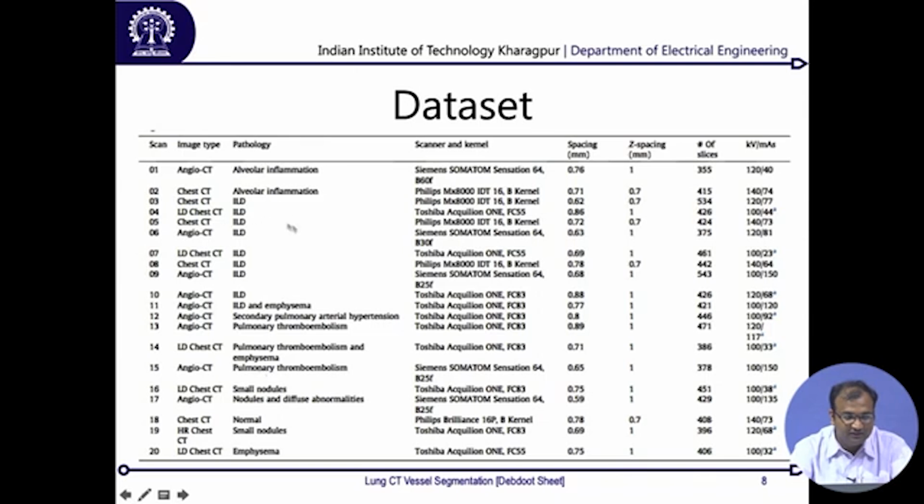Now each of them was taken for a different kind of pathological scenario. So they were not from healthy people at all, they were from different pathologies, and that included alveolar inflammation to pulmonary thromboembolism and multiple others. And if you look at this column, you see that they are from different scanners, so the make and model of each of these scanners is listed.